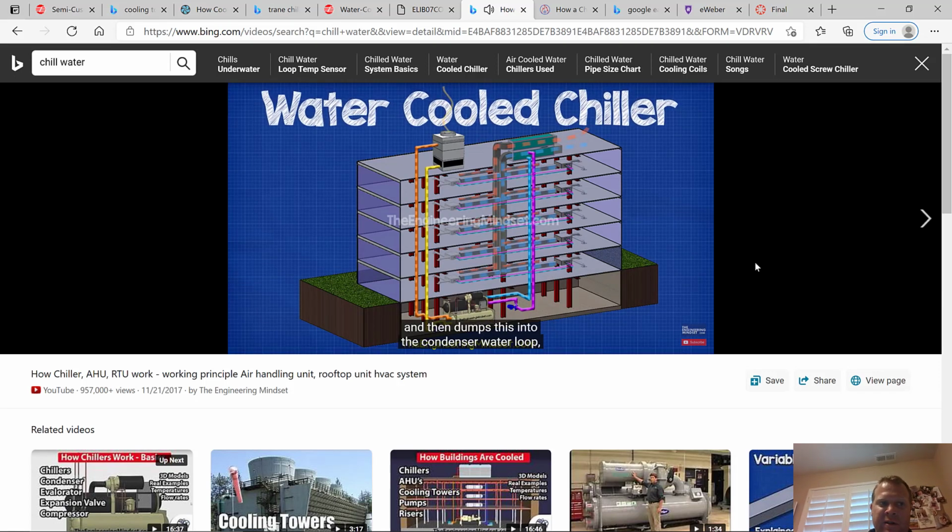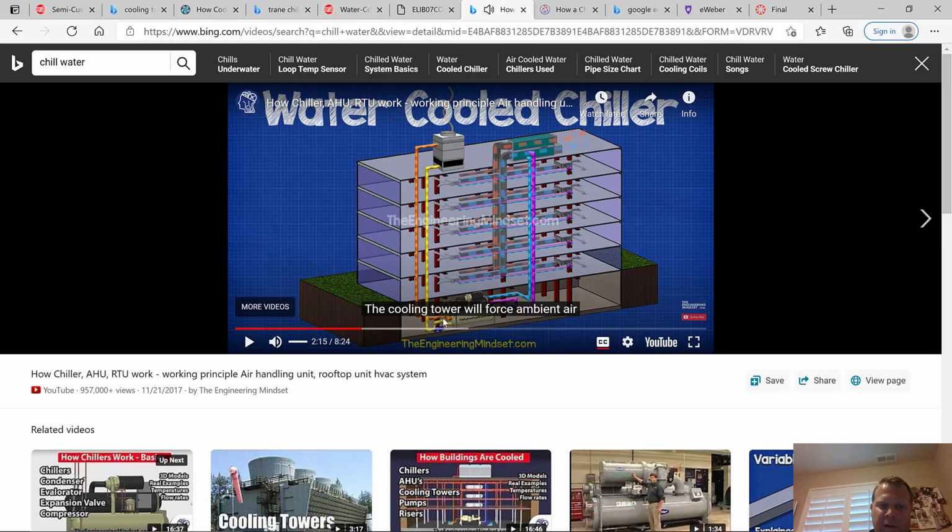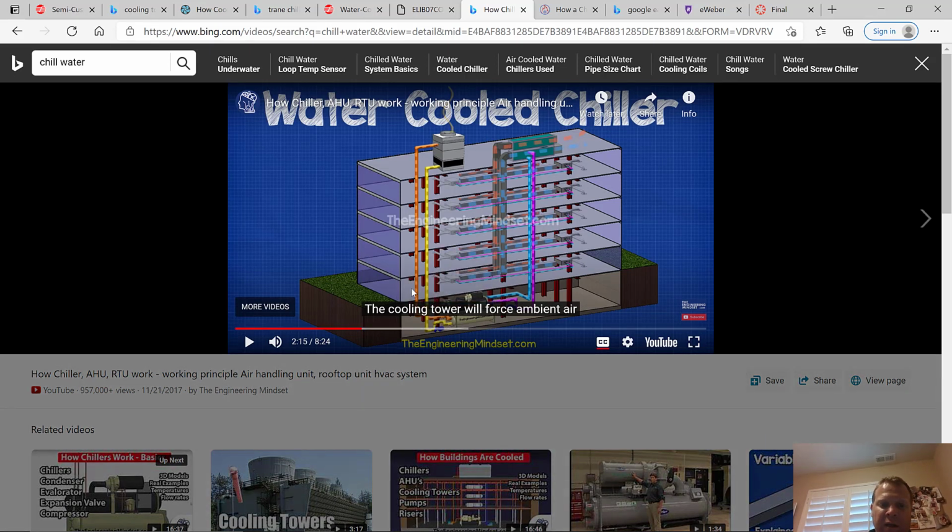The condenser absorbs this heat via a refrigerant loop and then dumps this into the condenser water loop. And this runs between the chiller's condenser and the cooling tower up on the roof. The cooling tower will force ambient air across the condenser water to extract the unwanted heat and reject this heat out of the building into the atmosphere. Right, so he's got the chiller down here, the cooling tower there, and the air handler there. So the chiller on the condensing side is taking the heat away from the condenser, putting the water into this cooling tower, wasting the heat there, which cools off the water enough to go cool off the condenser some more.